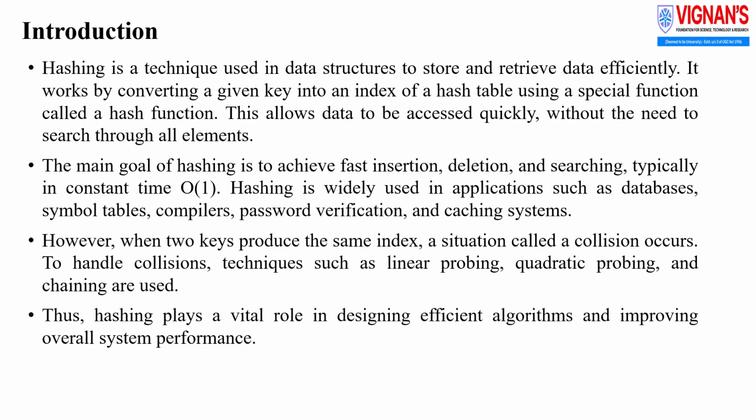However, when two different keys produce the same index, a situation known as a collision occurs. To handle collisions, techniques like linear probing, quadratic probing, and chaining are used. In conclusion, hashing plays a vital role in designing efficient algorithms and improving overall system performance.